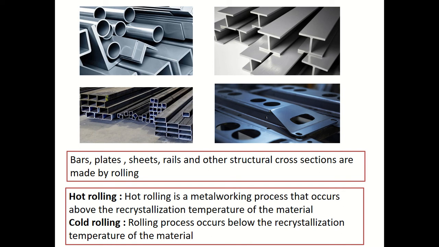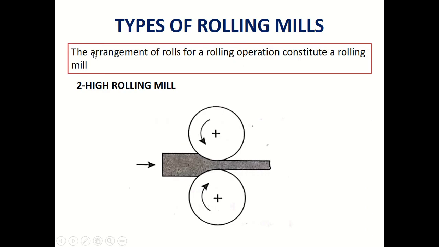And in order to obtain the rolled product, you need to pass the work material between the two rollers. The arrangement of rolls for the rolling operation makes a rolling mill. The rolling mills are classified into different types, and we are going to discuss the different types of rolling mills.